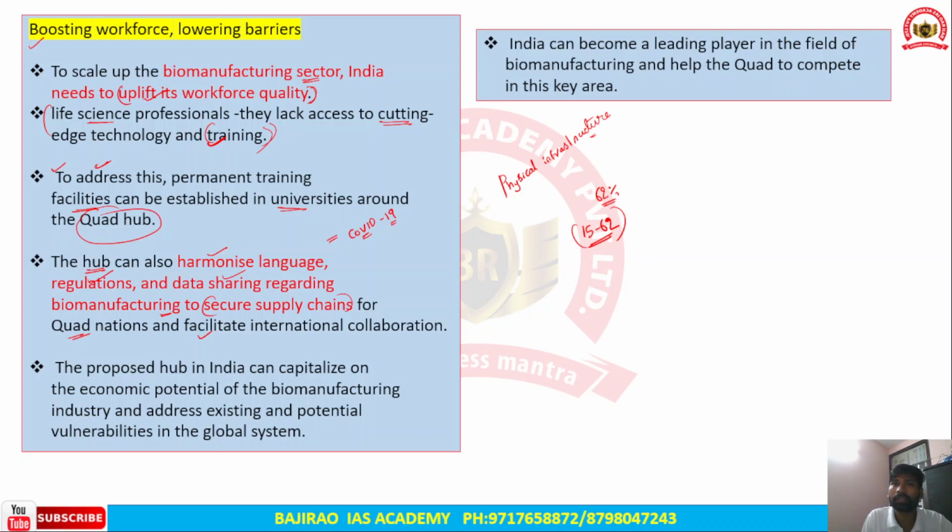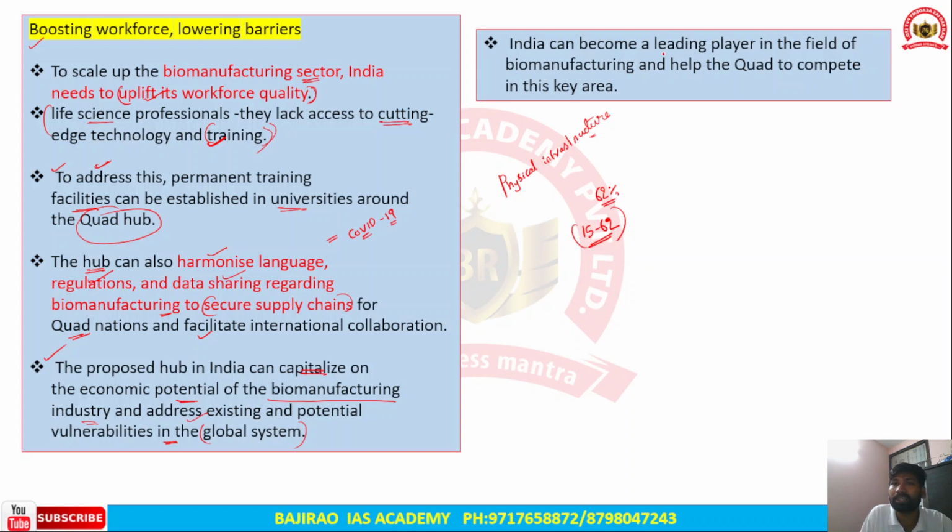So that will benefit the globe as a whole, and that is also in compliance with India's efforts like Vasudhaiva Kutumbakam. Finally, the proposed hub in India can capitalize on the economic potential of the biomanufacturing industry. We have a huge economic potential, and we have expertise and experience in the manufacturing and biotechnology sectors as well. There are several existing and potential vulnerabilities in the global system, and India provides an alternative to address those vulnerabilities.